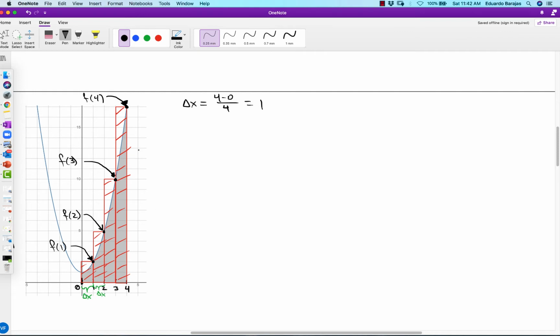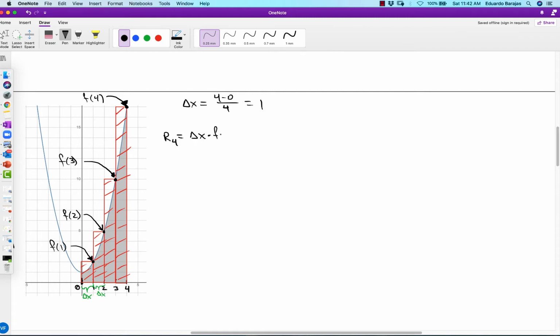Okay, so let's write down the formula then. So R sub 4, using the capital R, means that we're using the right side edge of each base of each rectangle. And the little subscript 4 means that we're using 4 rectangles. So it's equal to the sum of 4 rectangles. Each rectangle is going to have a base of delta x.